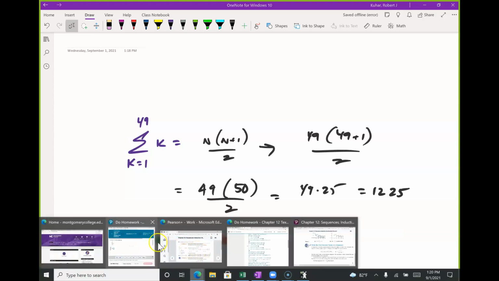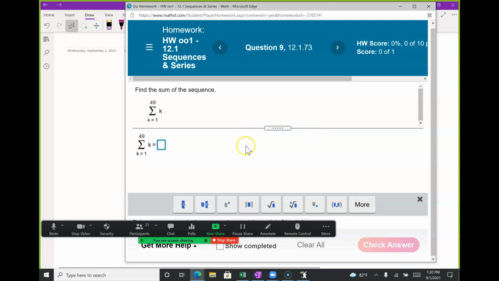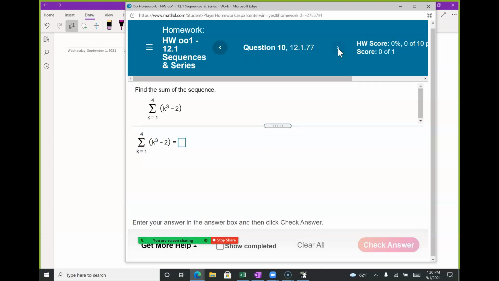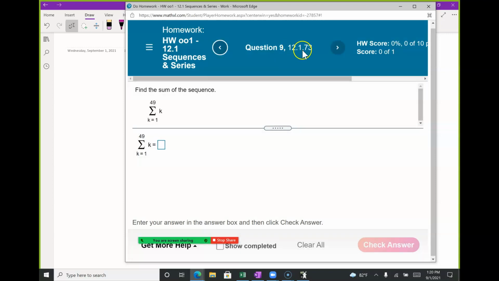Pretty easy. This homework should be pretty easy for you. I guess to get a little bit more complicated, we'll try and do one more here. I'm almost out of time. Let's see if there's one that's even better. This is question 10. That's about as complicated as they get, I guess.